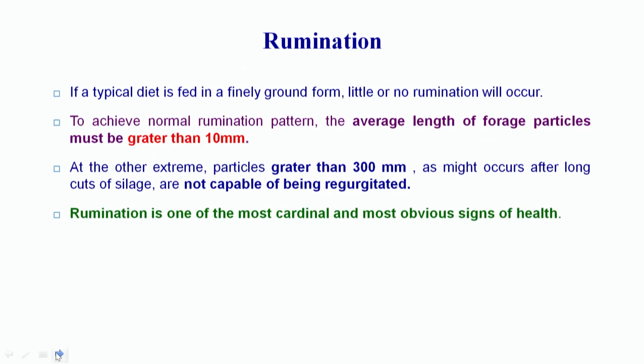The particle size must be more than 10 mm in order for rumination to take place, and if the particle size is more than 300 mm, rumination may not take place, meaning the food particles may not be able to come out from the stomach to the mouth. So rumination is one of the most cardinal and obvious signs of health.